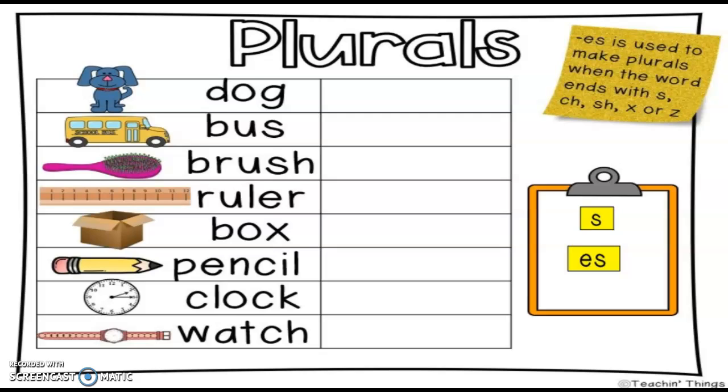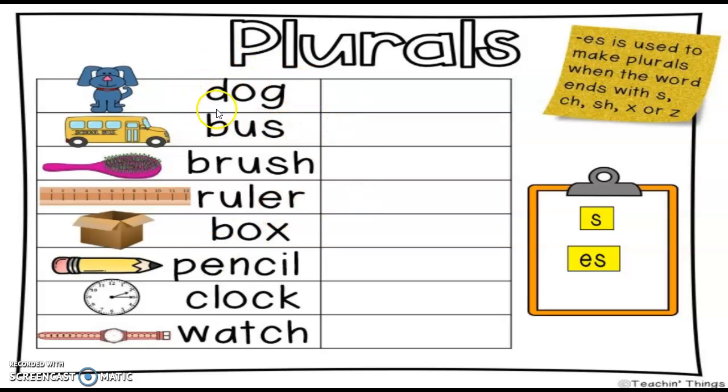The other is the suffix es, and we add es when we have a word that ends with s, ch, sh, x, or z. Okay, so I'll give you a couple of examples here, and you'll see this on the next slide.